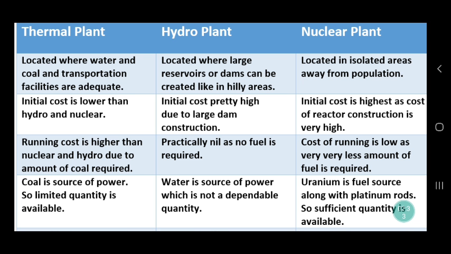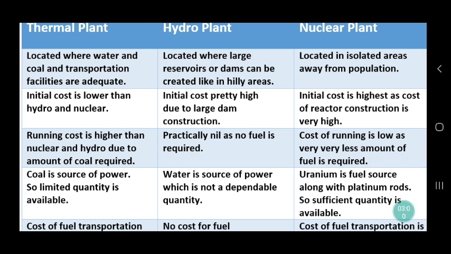So among these three, the thermal power plant has the least initial cost. Compared to the hydro, the thermal power plant has less initial cost. But compared to the nuclear, the hydropower plant has less initial cost. Okay, this is the comparison. You can see this in point number 2.